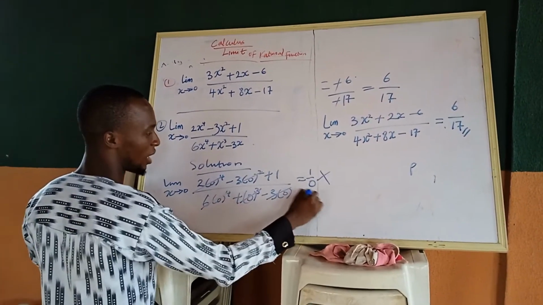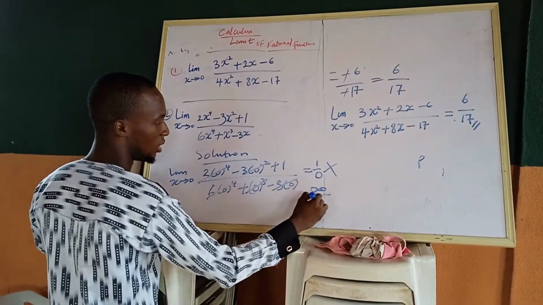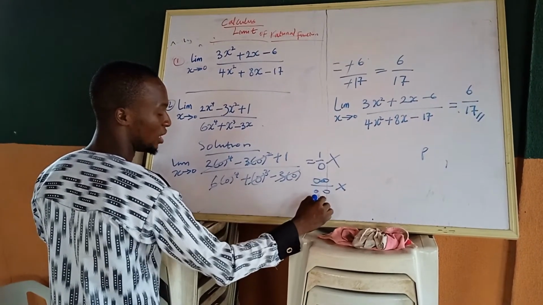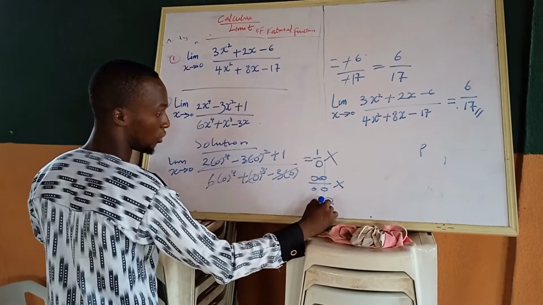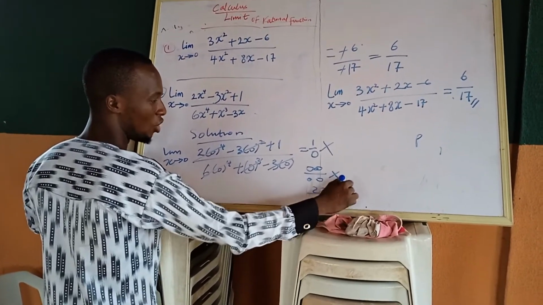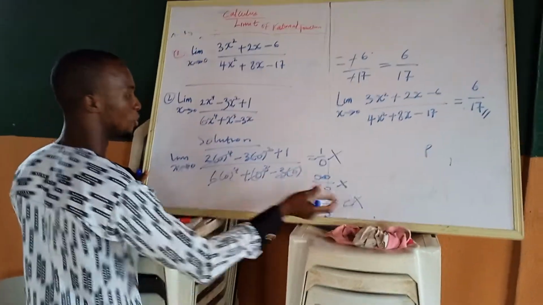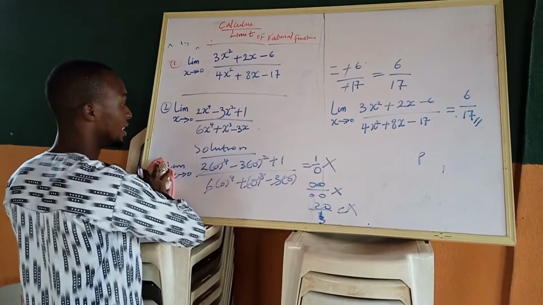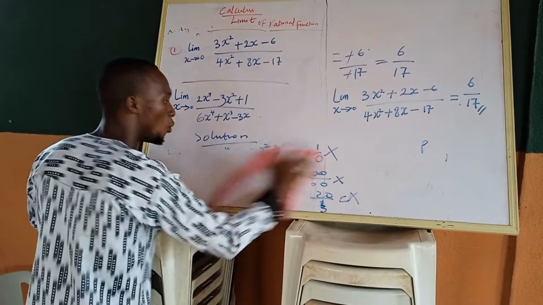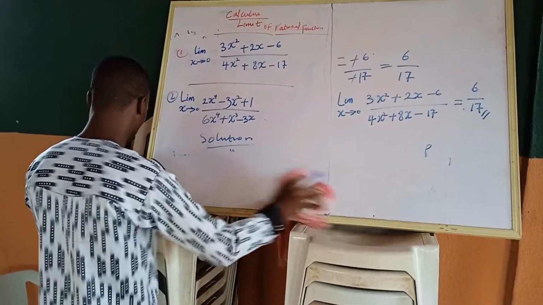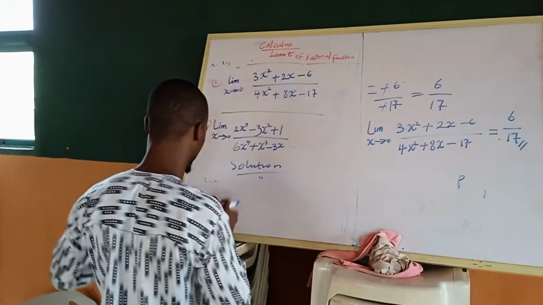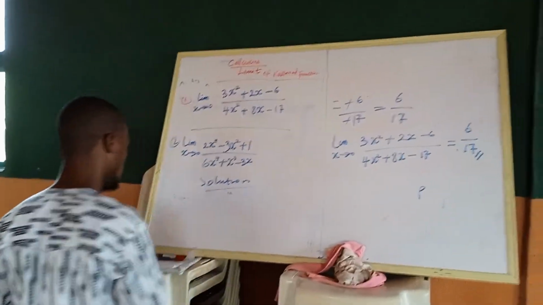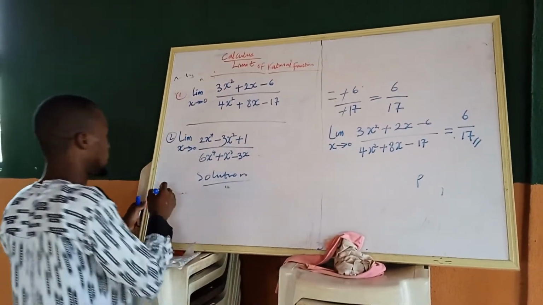In limits, you cannot have anything like this. It's undefined. So this method will not work. Let's check out another method we will be using.